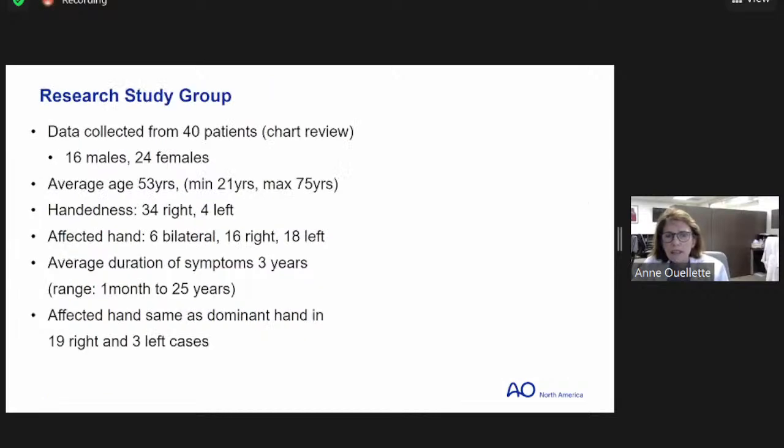We collected patient data on 40 patients, and this encompasses the whole arm, both shoulder down to forearm. The average age was 53, and handedness predominantly right. But the affected hand sometimes, and 6 of them was bilateral. Average symptoms were going on for 3 years. So it really does take people a year to a year and a half to come in to see you. And the affected hand, same as the dominant hand in 19 cases. So that is your leading edge.